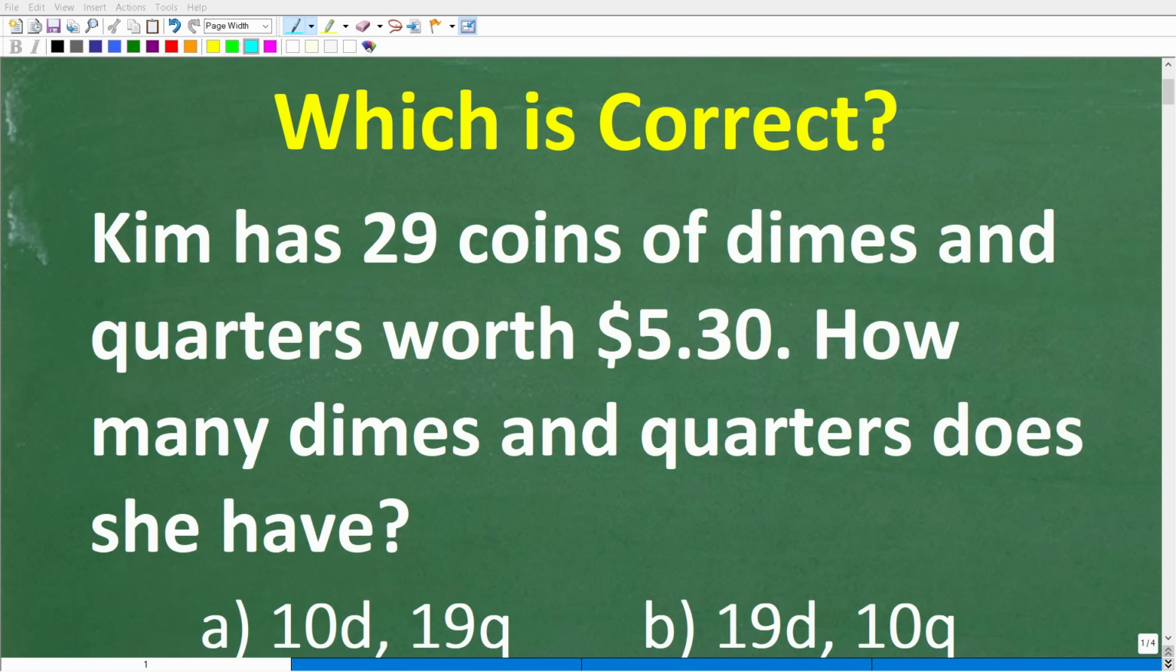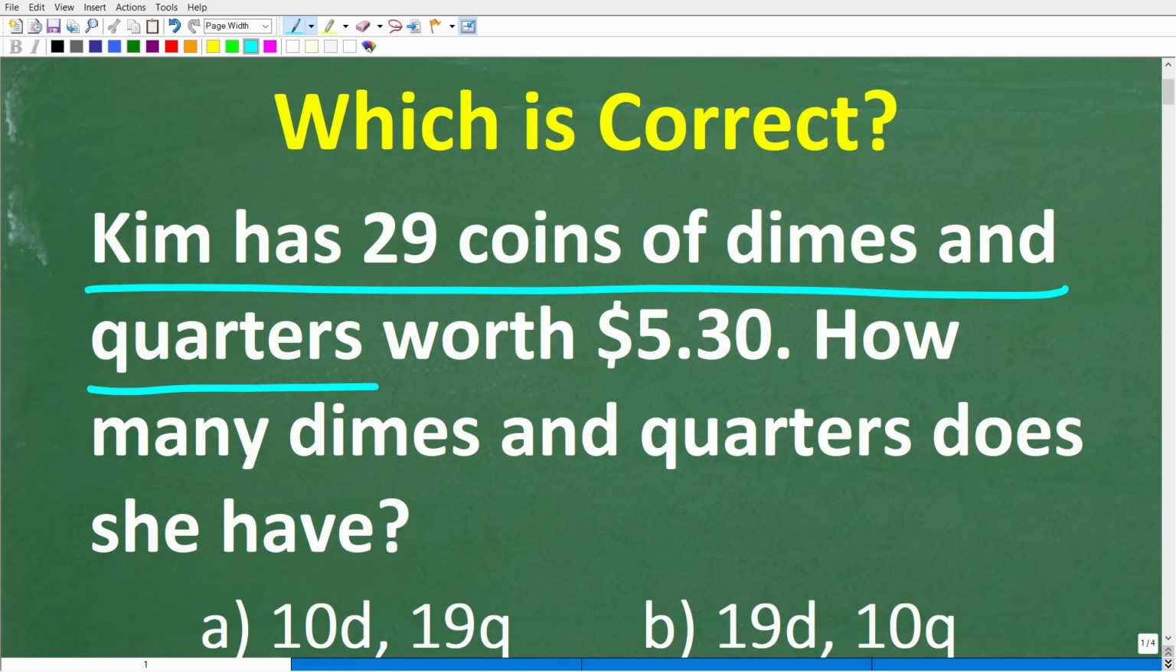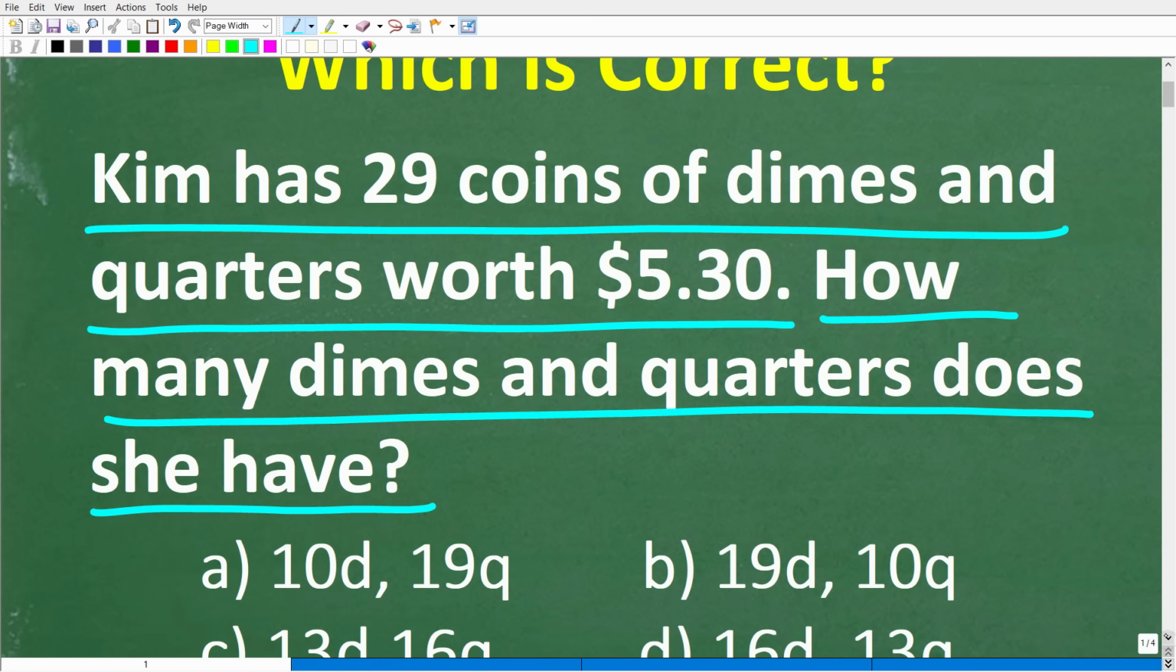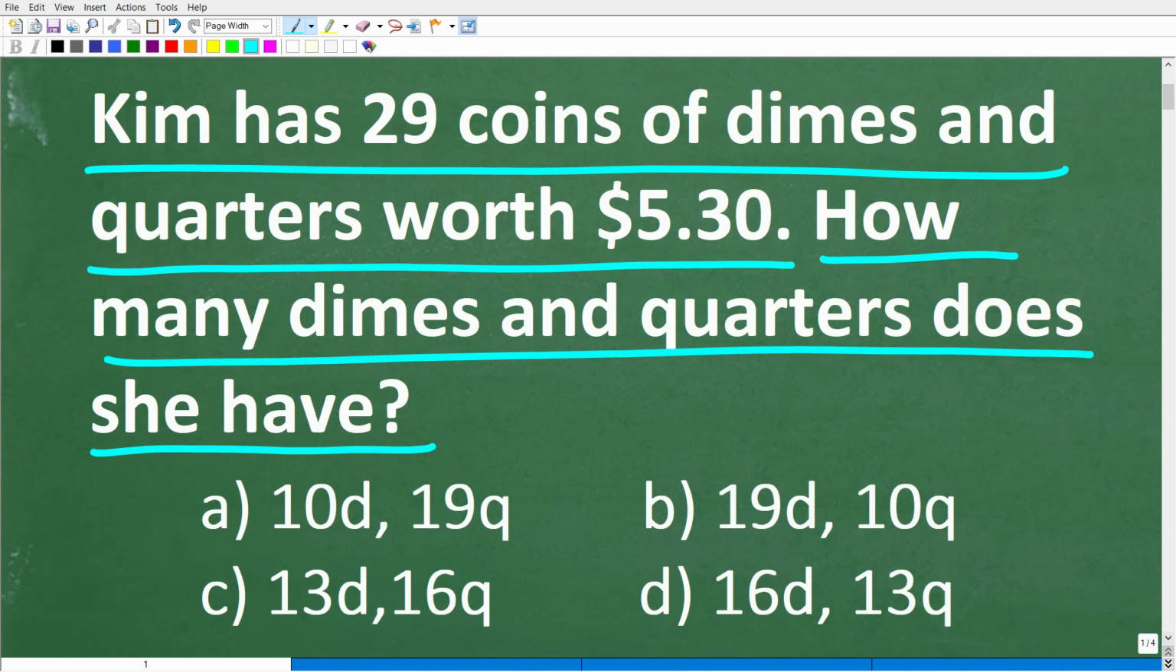Okay, so let's see if you have the math skills to figure out and solve this math word problem, which is the following. Kim has 29 coins of dimes and quarters worth $5.30. How many dimes and quarters does she have? All right, so that is the question, but we do have a multiple choice scenario here.